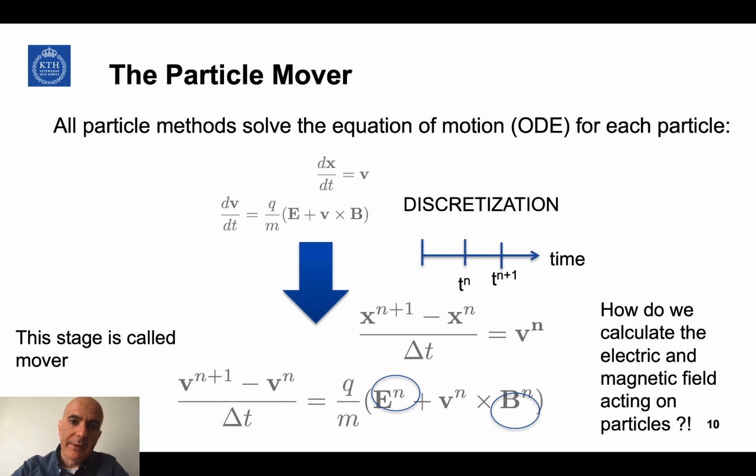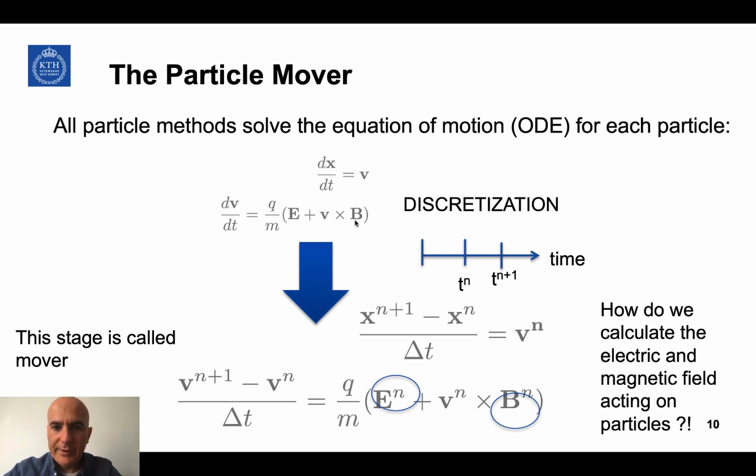So let's look at the first step. All the particle methods, including the particle in cell method, solve the equation of motion, that is an ordinary differential equation, for each particle. For each particle in the system, we're going to solve this equation at each time step. This is the continuous form. The first part is the definition of velocity, and the second one is Newton's law.